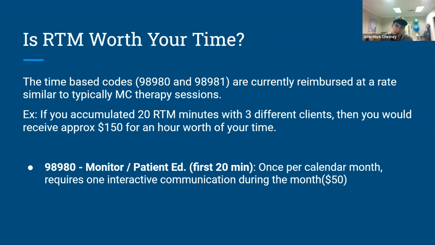If you just look at how the codes are reimbursed, it's a very similar rate to what you would get for standard Medicare visits, and maybe even a little bit higher. So if you're already at least somewhat satisfied with the Medicare reimbursement rates, then RTM is definitely no worse when you're looking time for time. How I calculate this: if you do 20 minutes of RTM with 3 different patients and you're getting $50 per 20 minutes, then you'd be about $150 an hour, which is probably a little higher than you get with a standard 60-minute, 4-unit Medicare visit. All right.